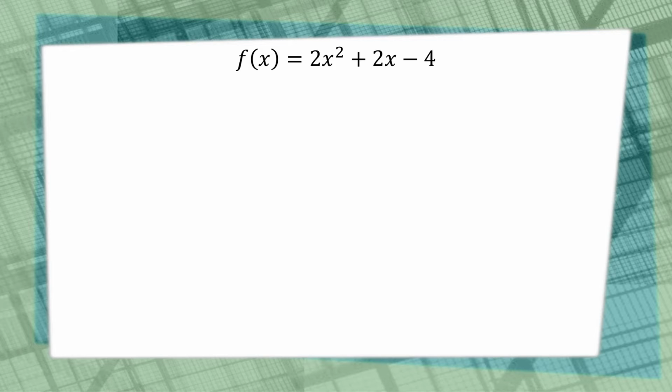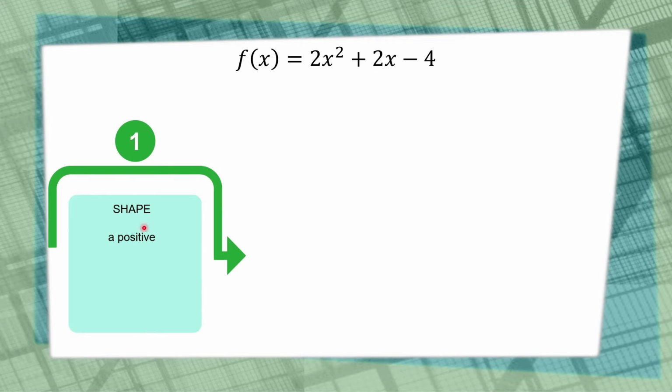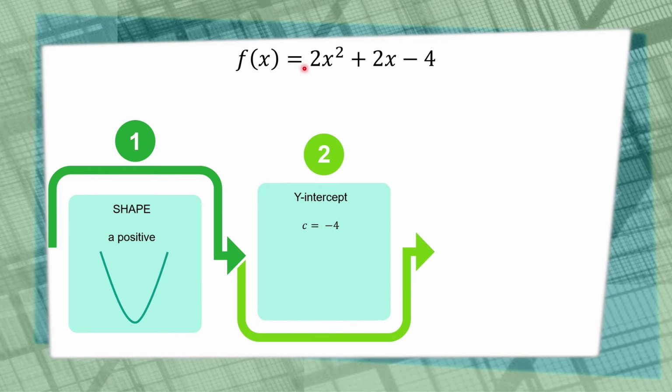Alright, so let's see the first example. We have f(x) is equal to 2x squared plus 2x minus 4. As we already recalled just now, the first thing we have to determine is the shape of the function. Here, the value of a is 2, which is a positive value. When it is positive, as we already learned, the shape of the function will be a smiley curve or an upwards curve. Second, we determine the y-intercept, and for that we just look at the value of c.